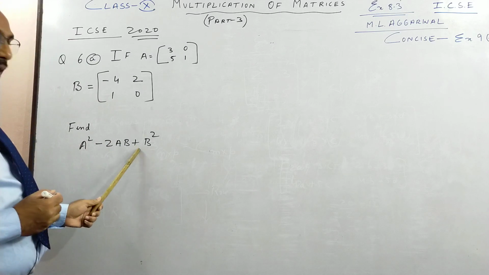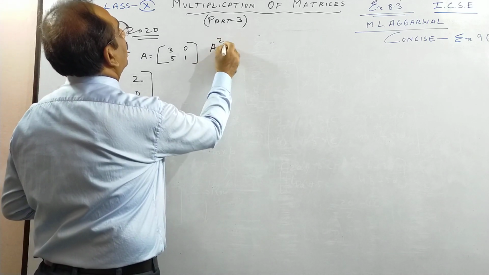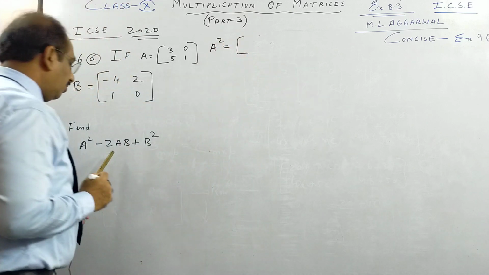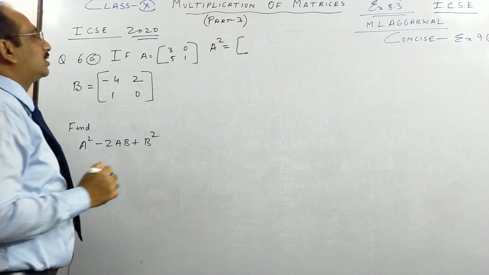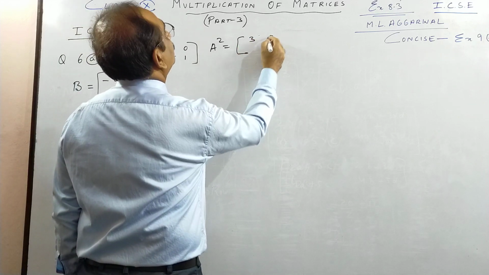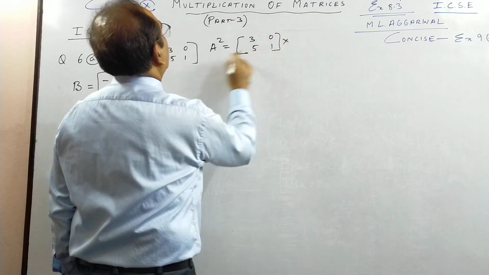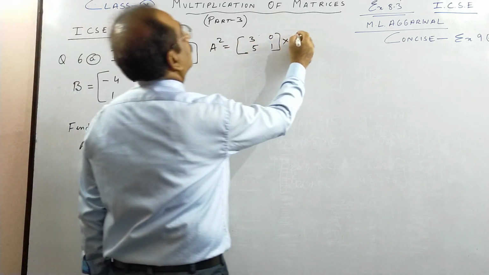So here I have to find 3 things. Very first thing is A square. Then we will find AB, then we will find B square. So A square is 3 0 5 1 multiplied, A multiplied with itself.